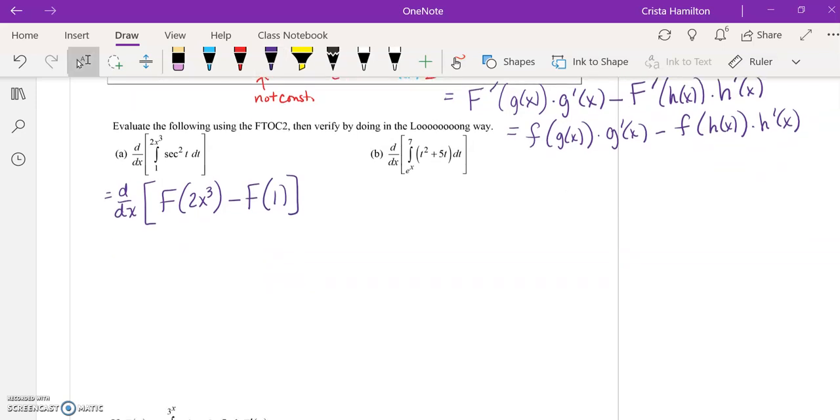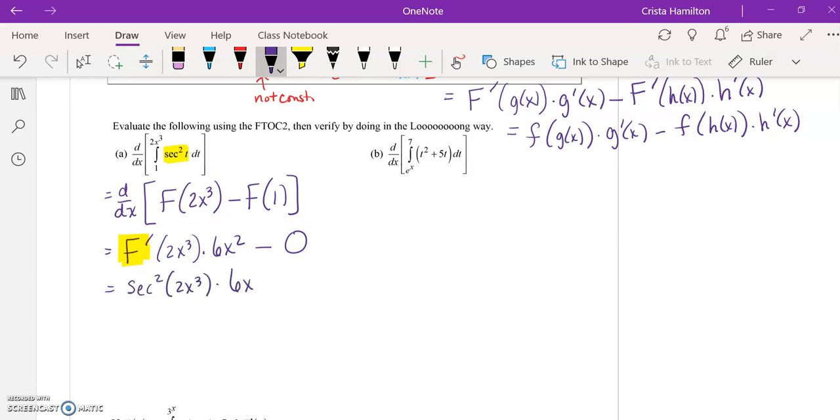Once you have that, now you're going to take the derivative. The derivative of this would be f prime of 2x cubed times 6x squared, minus 0, because f of 1 is a constant. And then you want to think about what is the derivative of the antiderivative. That would be this function in here. So we simply use that function, and it becomes secant squared of 2x cubed times 6x squared, and that's the derivative of the antiderivative.